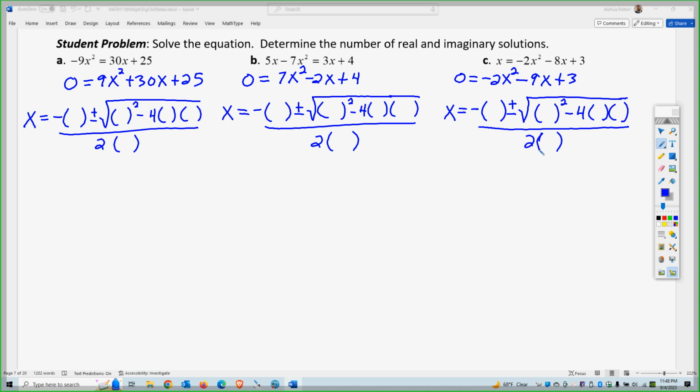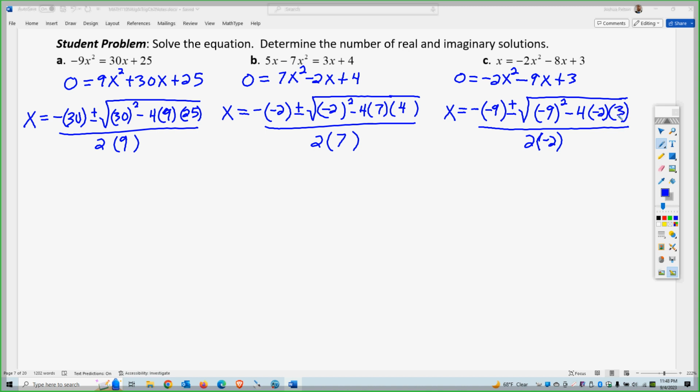Okay, let's put the numbers in now. So B is 30, A is 9, and C is 25. Okay, B is -2, A is 7, and C is 4. B is -9, A is -2, and C is 3.